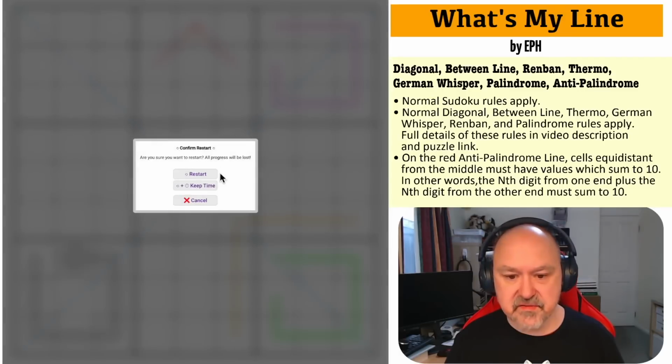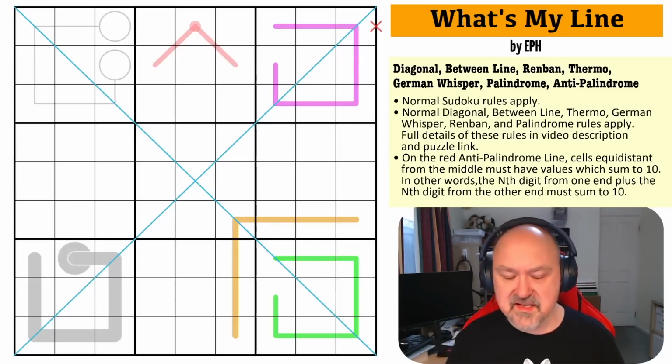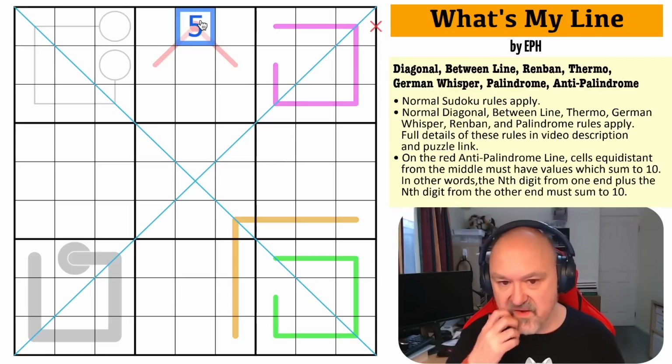I'm going to restart the puzzle to restart my timer. Let's give this a shot. Now, as I was just talking about, whoops, I'm in the wrong mode already. We do know that these two cells have to sum to 10, but this doubled has to sum to 10, so this is a 5.